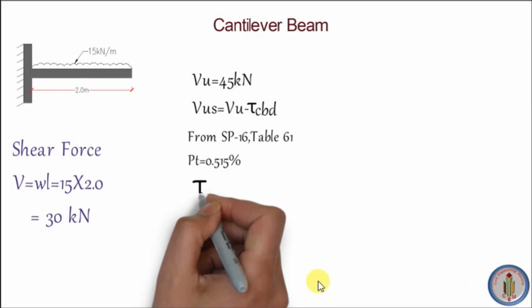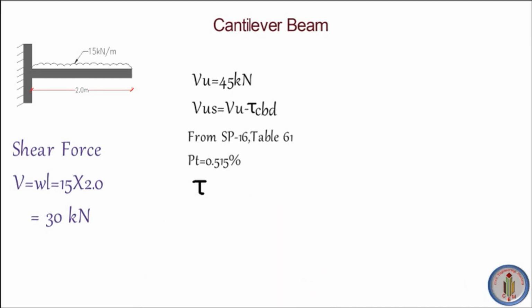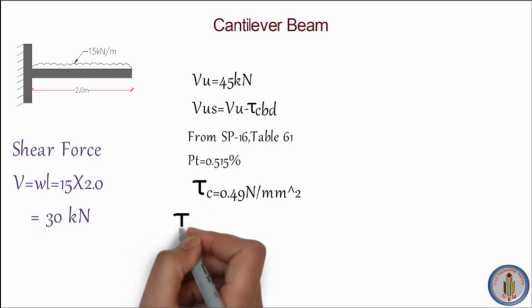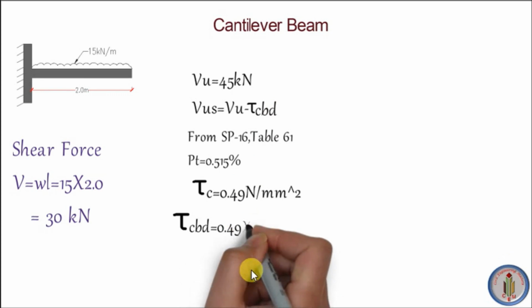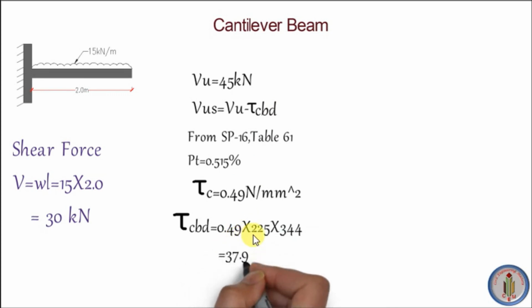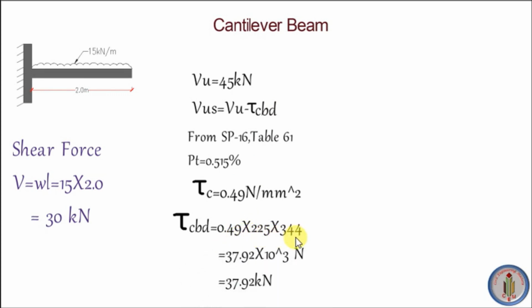We know the tau c value as 0.49 Newton per mm squared. Now we have to find out the value of tau c bd. So tau c bd is equal to 0.49 multiplied by 225 multiplied by 344. So we got 37.92 kilonewton.